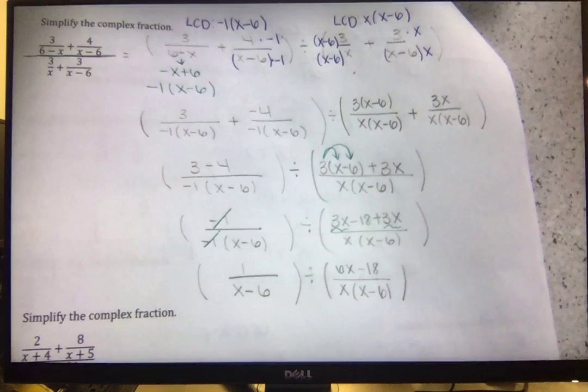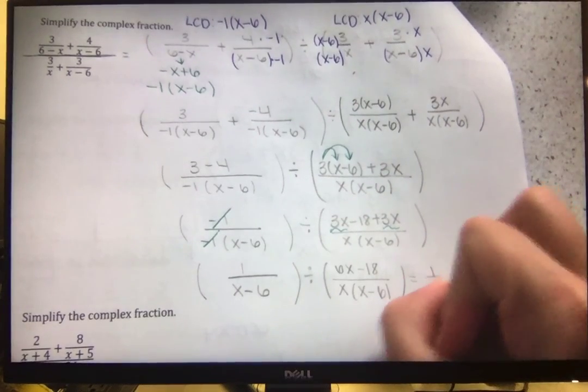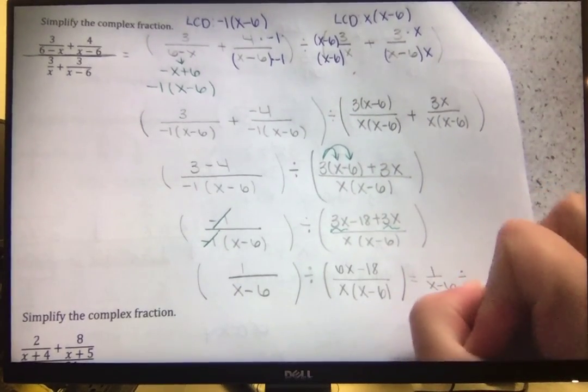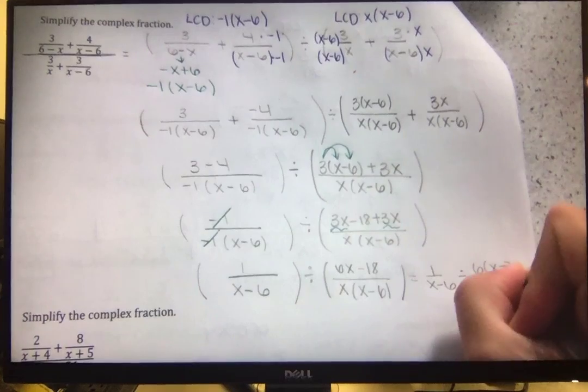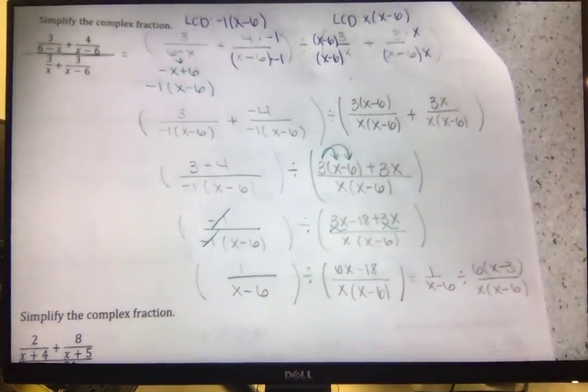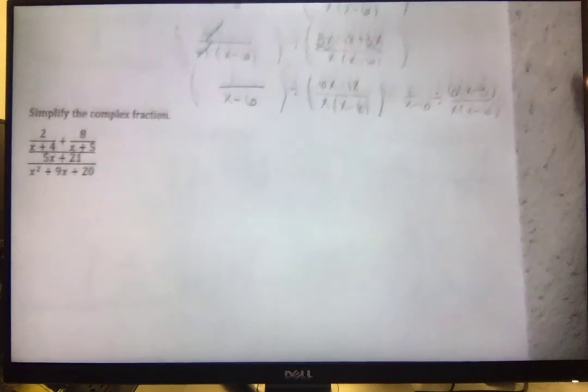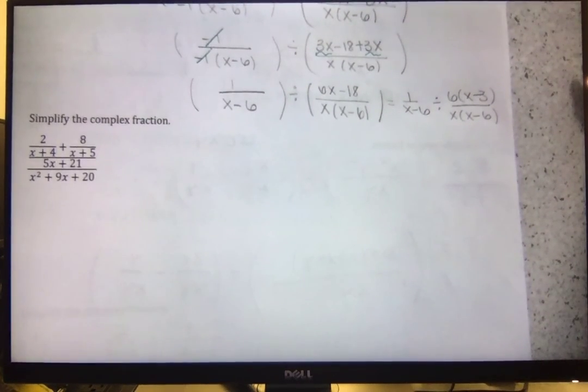Now we factor out the GCF at the top, 6x minus 18. 6. So now we have 1 over x minus 6 divided by 6 times x minus 3 all over x times x minus 6. So they're in factored form. They're all being multiplied together. So now we simplified as much as we could.